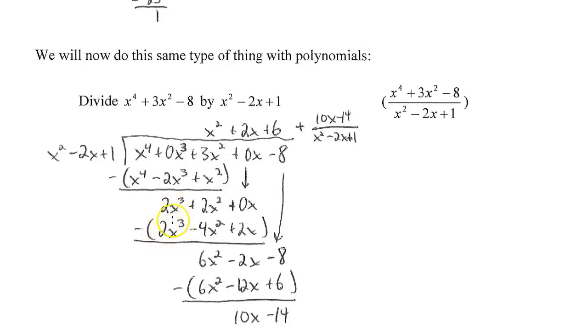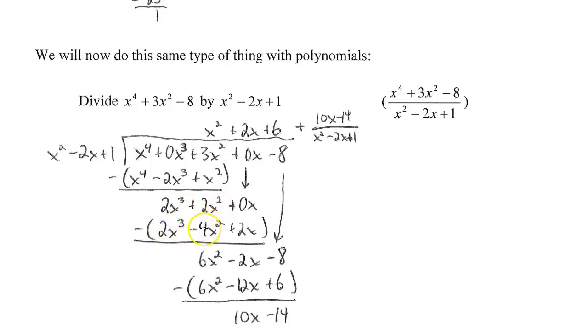So again, these things should line up. They should match up. 2x times minus 2x is minus 4x squared. And 2x times 1 is 2x. And now we subtract. And again, put it in parentheses here, because otherwise you'll get goofed up, and it's very easy to make a mistake here. So 2x cubed minus 2x cubed, that goes away.